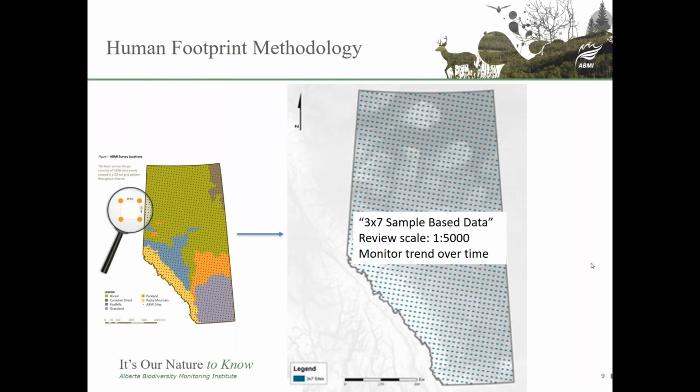Detailed annual samples of human footprint are measured in a 3 by 7 kilometer rectangular area centered near each of ABMI's 1,656 monitoring sites, which when summed across all sites amounts to approximately 5% of the province's land surface. ABMI human footprint trend data are available from 1999 to 2016, with the exception of 2000 to 2003.